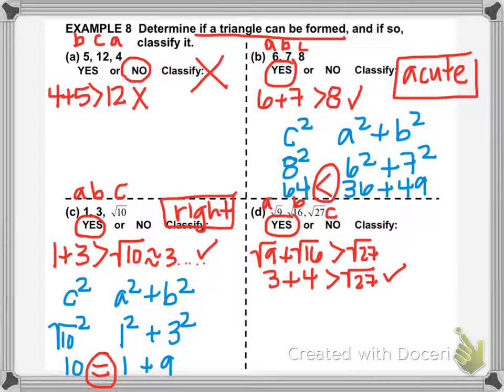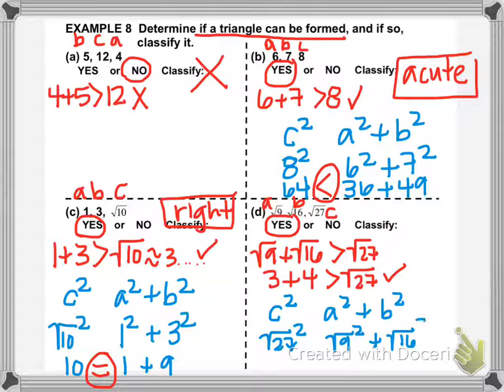Now let's go ahead and classify it. Remember, we're going to compare C squared to A squared plus B squared. So our C is square root of 27, and then we'll square that. Our A is square root of 9, and then we'll square that. And our B is square root of 16, and then we'll square that. Remember, when we square all these square roots, it's just what's under the square root symbol, because the square and the square root are opposite operations.